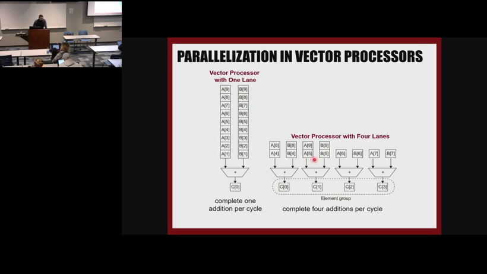Now, if we have 4 lanes, we can get C0, C1, C2, C3 in the first clock. In the next clock, we can get C4, C5, C6, and C7. And in the third clock, we can get C8 and C9. So we need 3 clocks to finish this task, this vector addition. And we can do this because we already know there's no dependency between these elements. Okay?